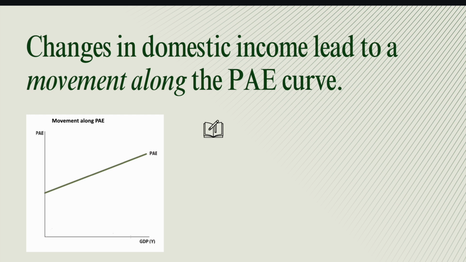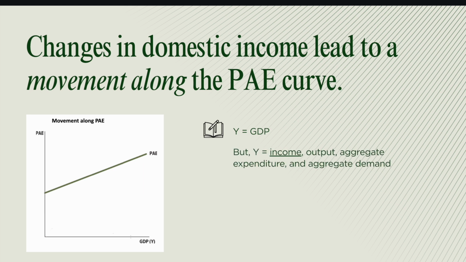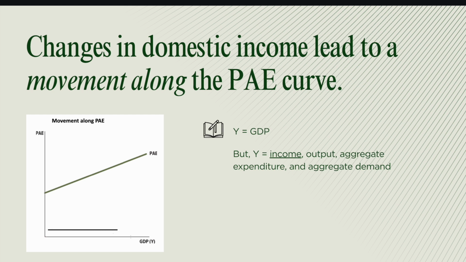Well, first we need to understand that although the graph we have provided here labels the x-axis as GDP or Y, this Y is also equal to income, output, aggregate expenditure, and aggregate demand. And so what we want to focus on here is the fact that Y is equal to income. So as we move along this x-axis, we are actually increasing in income. And as such, we are also moving along the y-coordinates of this pay curve.